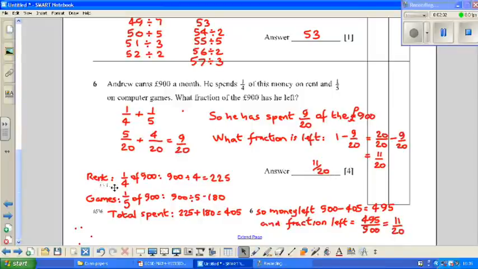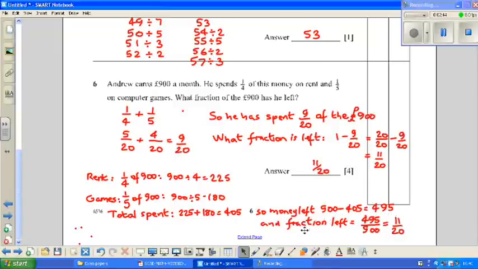There's another way of doing this, slightly longer, but it gives you exactly the same answer. We can work out the money spent for each of the things. So a quarter of 900 on the rent is 900 divided by 4, which is £225. For the computer games, a fifth of 900 is 900 divided by 5, which is £180. So the total spent is 225 plus 180, which is £405. So the money he has left from the 900 is 900 take away 405, which is £495.